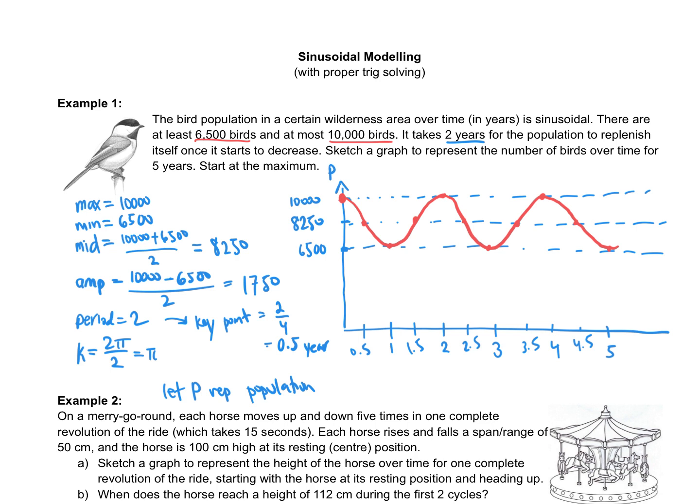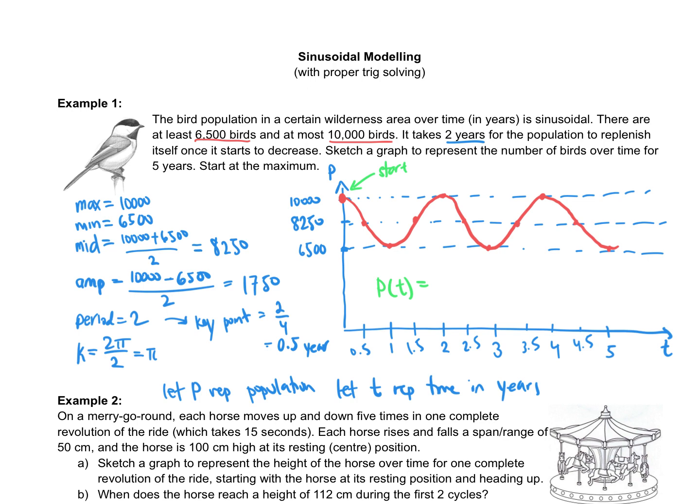There's our equation. And on my x-axis, I do have time in years. So let T represent time in years. And now I'm ready to go with my equation. And just because of space, I am going to write my equation here, P at T, so population in terms of years. Now, I'm going to use this as my starting point to write my equation just to make my life easier.